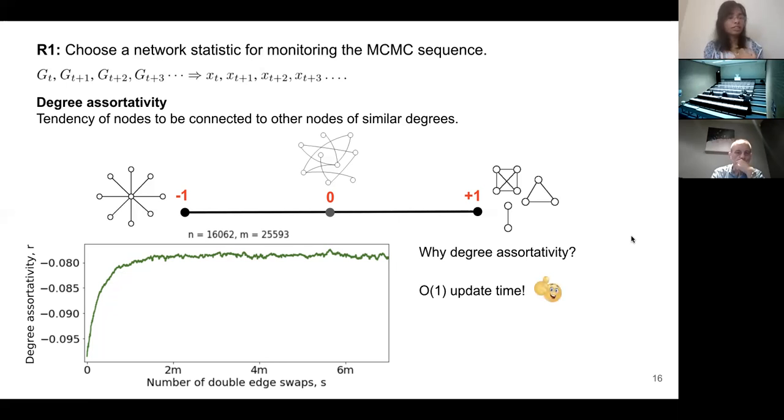And why do we choose degree assortativity? It's because it's very easy to calculate. So note that once we have a network and we know its degree assortativity, we apply a double-edged swap, we get a new graph. We need to calculate the network statistic of this new graph again. Now, if calculating this network statistic is computationally expensive, then that will make our method very slow, right? So we want to choose a network statistic that's very fast to calculate, and degree assortativity of this new graph can be calculated in constant time. So that is why we choose the degree assortativity to monitor the progression of MCMC.